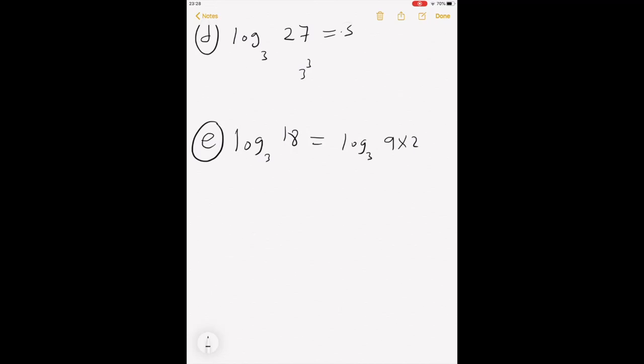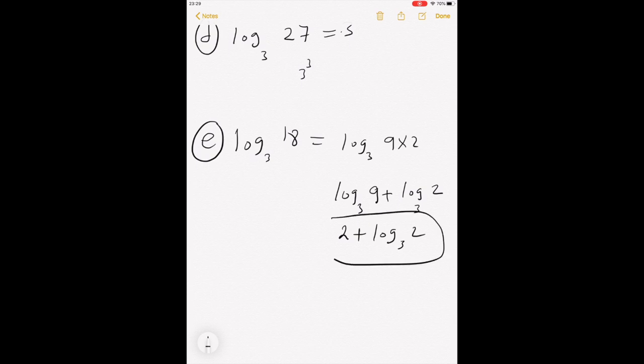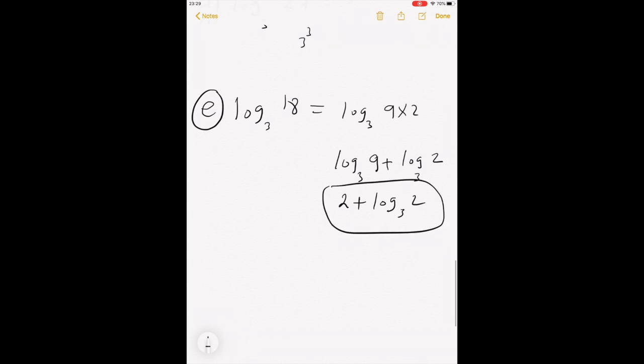So that will make it easier, because you're going to say log to the base of 3 of 9 plus log to the base of 3 of 2. 3 to the power of something gives you 9. That means 2 plus log to the base of 3 of 2. So that's going to be the simplest form you can achieve.